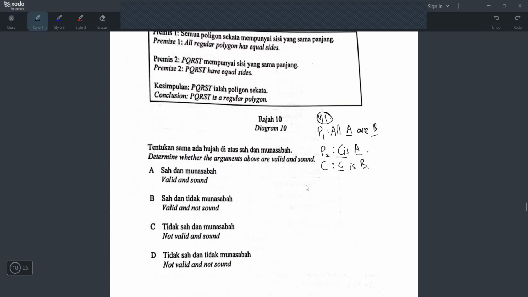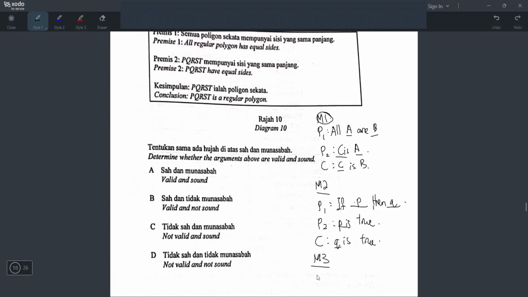Right? Second format, model 2. Premise 1 is, if P, then Q. And then premise 2, P is true. And then conclusion, Q is true.